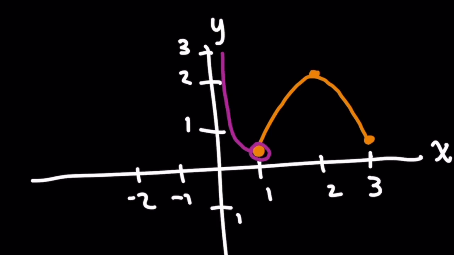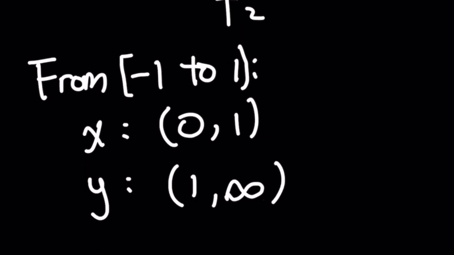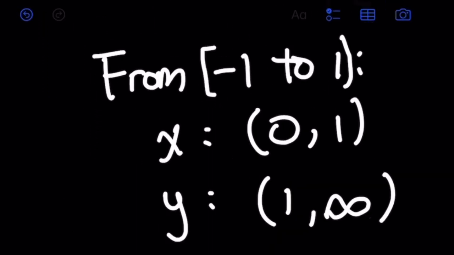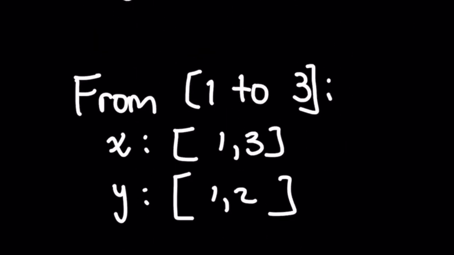Okay, so now we have these two parts of a piecewise graph with their own respective domain and ranges, right? You've got the first part that goes from 0 to 1 for x and from 1 to infinity for y. And then for that second part, that parabola, the x part, which is the domain, goes from 1 to 3. And the y, also known as the range, goes from 1 to 2. So we're done, right? Well, not quite.